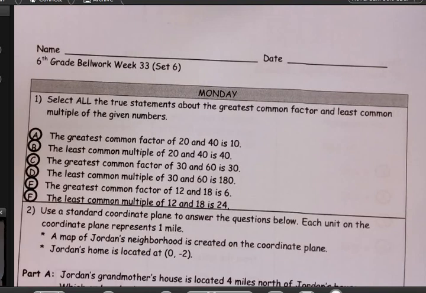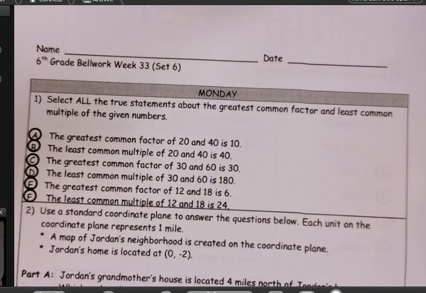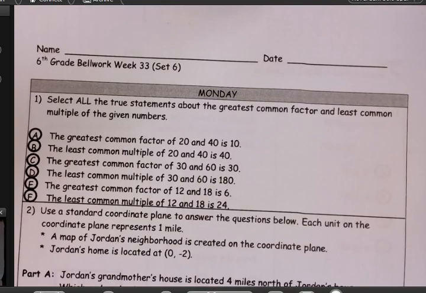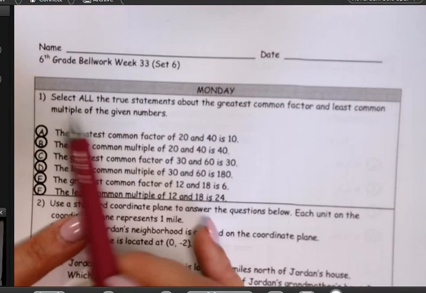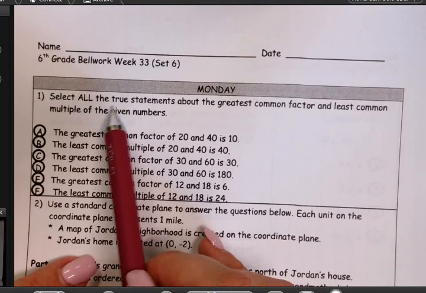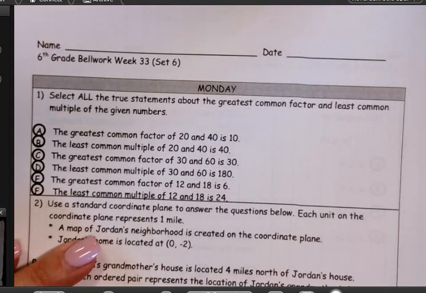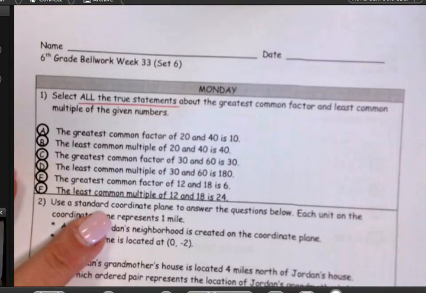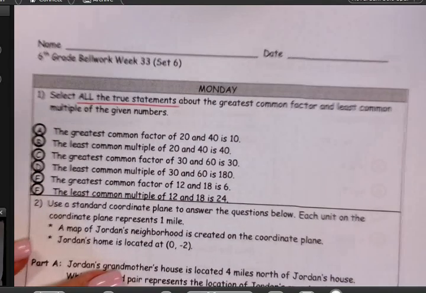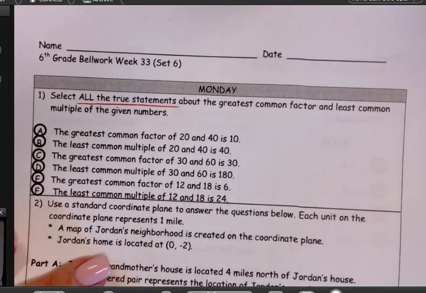So let's go ahead. We are going to be back to our normal routine for at least the next 3 weeks of covering skills and doing bell ringers. So let's look. Number 1 says select all the true statements. Okay, so I'm not going to pick just one correct answer. I have to look at them all.